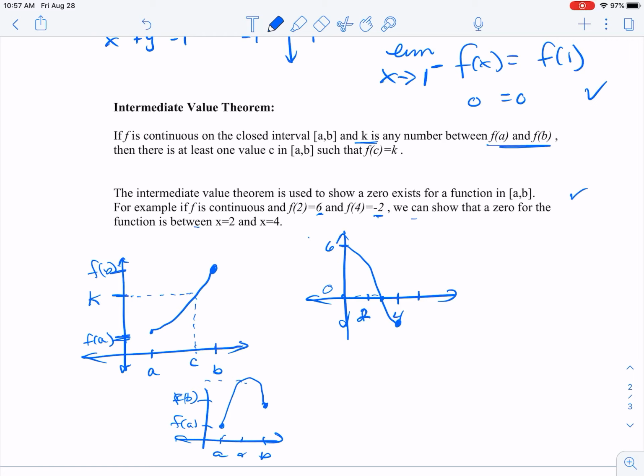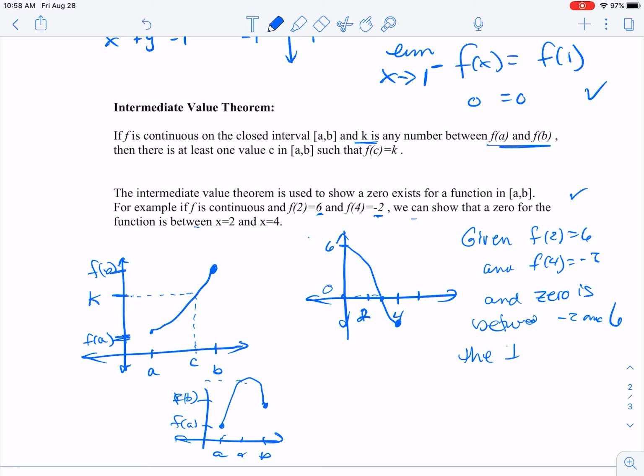And what you have to write is, given, it's long and complicated, f of 2 equals 6 and f of 4 equals -2 and 0 is between -2 and 6, the IVT theorem applies, and therefore there exists a c such that 2 is less than c is less than 4, where f of c is equal to 0.